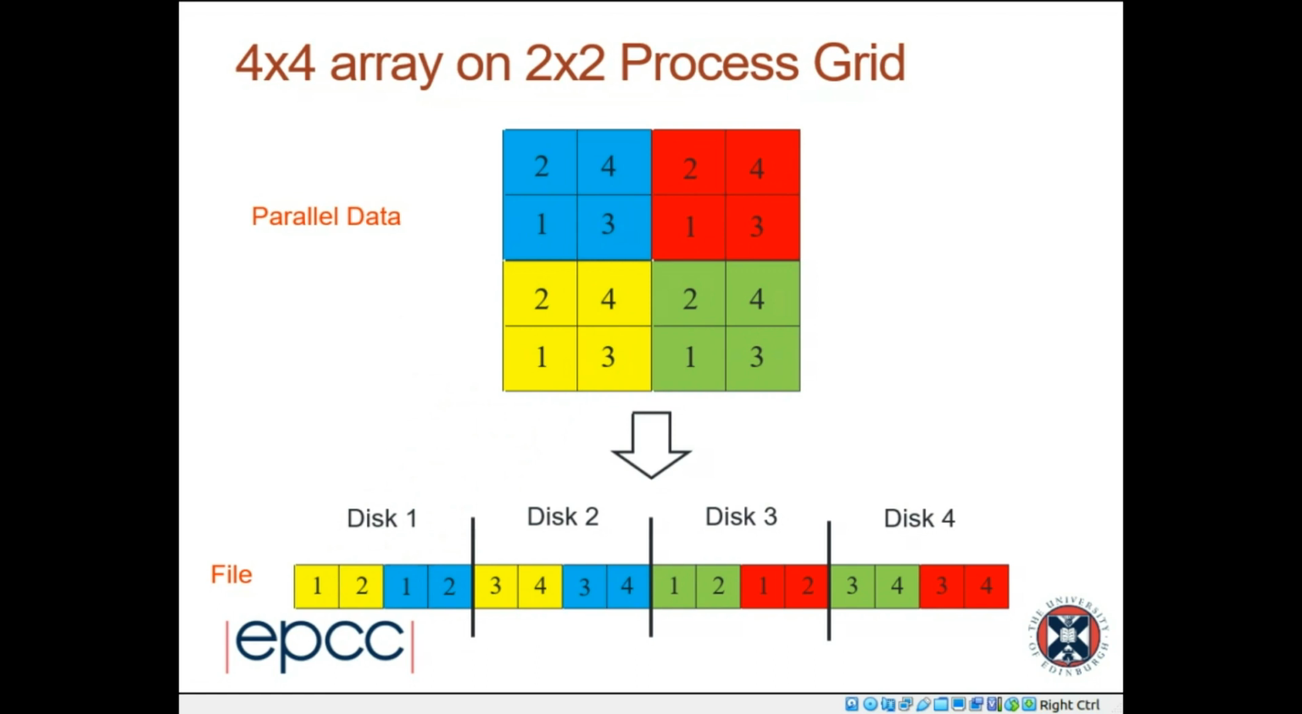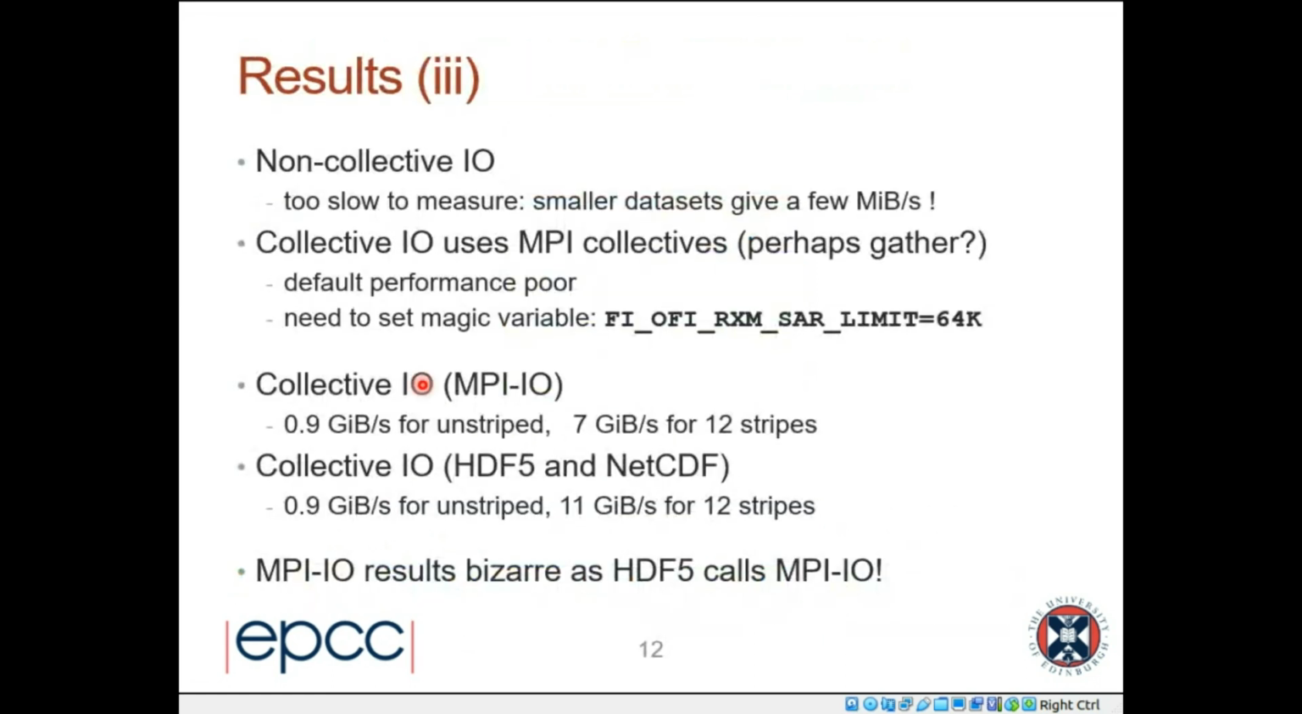So the two things to getting good parallel I/O performance are use collective I/O and stripe the output file across multiple disks. Non-collective I/O is actually too slow to measure. I was getting a few megabytes a second, not gigabytes. So for real complicated I/O patterns, it's cripplingly slow.